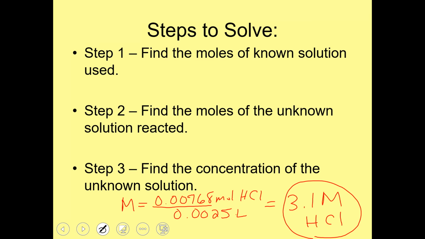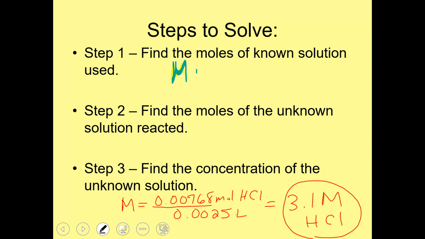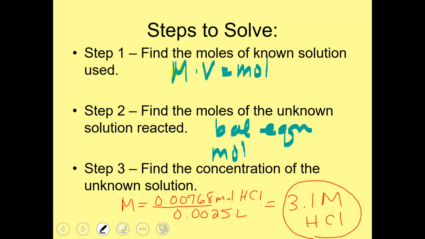Remember up here, I kind of like the highlighter, it was the molarity, oops, wrong color, can't see yellow on there. It was the molarity times the volume giving you the moles of the known, which was the base in our problem. Then you had to use the balanced equation and the mole ratio to get the moles of acid that had been neutralized. And you put the moles of acid down here and divided by the volume of the acid, and that gives you the molarity.